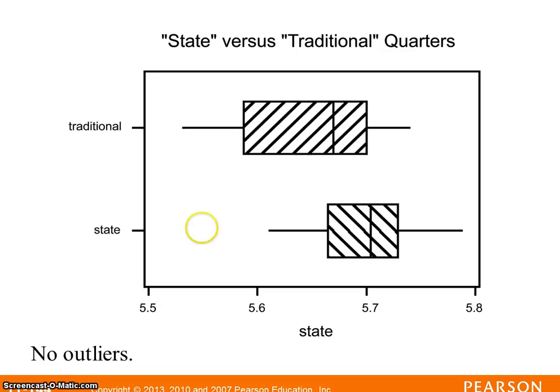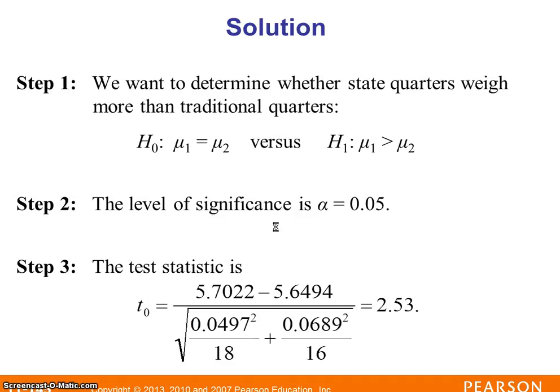And I guess you might be able to look at this and determine whether the two samples are relatively the same, but again, you should really rely on the test statistic. So again, here's our test. We're checking to see whether the two means are equal, right? The average weights are equal, or if the state quarters weigh more than the traditional quarters.